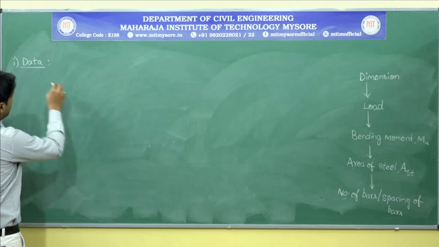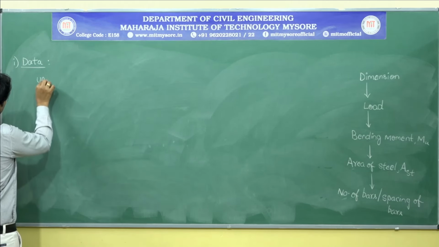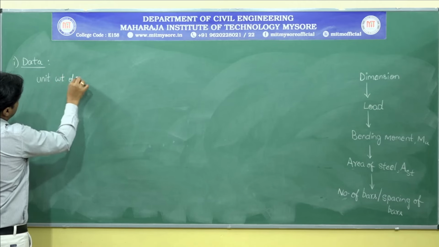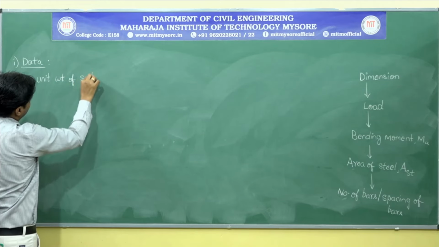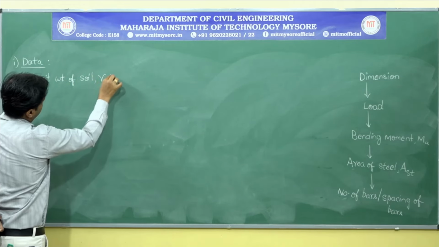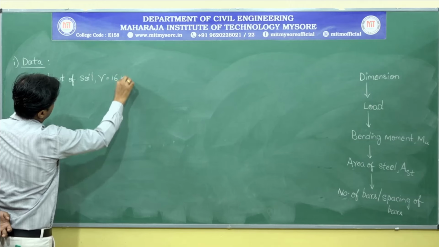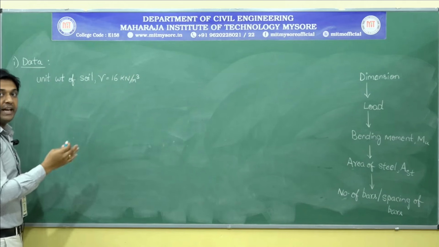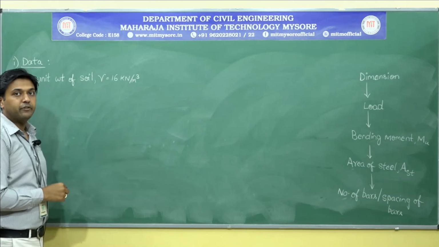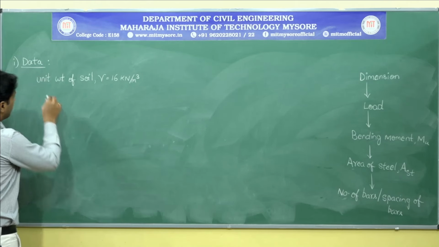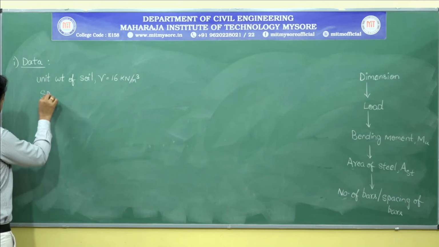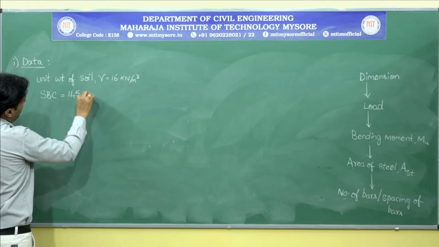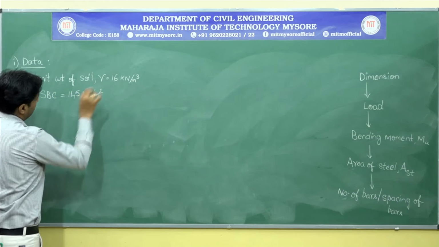The first one is the unit weight of the soil, that is nothing but the density. They have given it as 16 kilonewton per meter cube. They have given the SBC of the soil, 145 kilonewton per meter square.